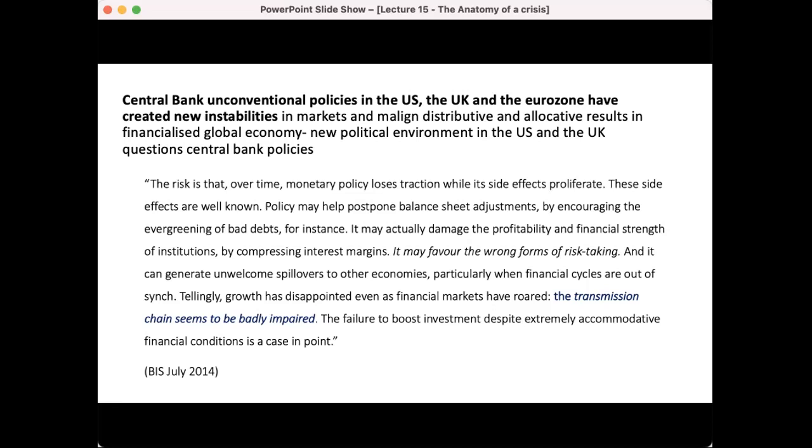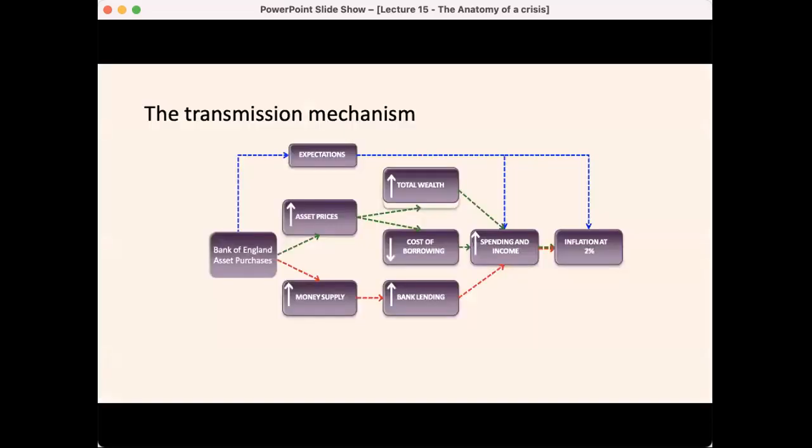But within that statement by the BIS, they make the claim that the transmission chain seems to be badly impaired. So what's the transmission chain? This is the transmission chain, which is the way in which the central bank monetary policy, QE, is supposed to impact the wider economy. And there are three channels. If the Bank of England buys large numbers of assets, it increases the expectations of the economy, which increases spending and income, and inflation settles out at 2% as it moves towards equilibrium.